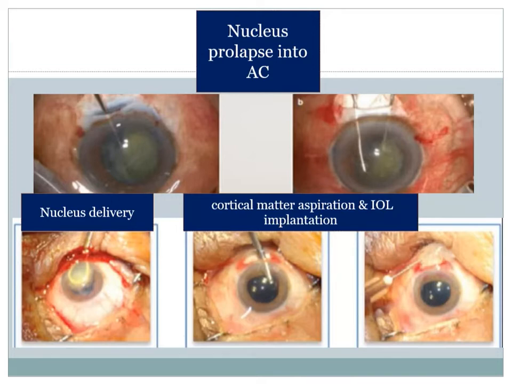So the cortical matter is just aspirated. The nucleus is the one which is very, very hard and difficult. So once you remove that, the cortical matter can just be aspirated with your cannula, and then your IOL is inserted. Okay. So once you remove the cataract, there is a bag.